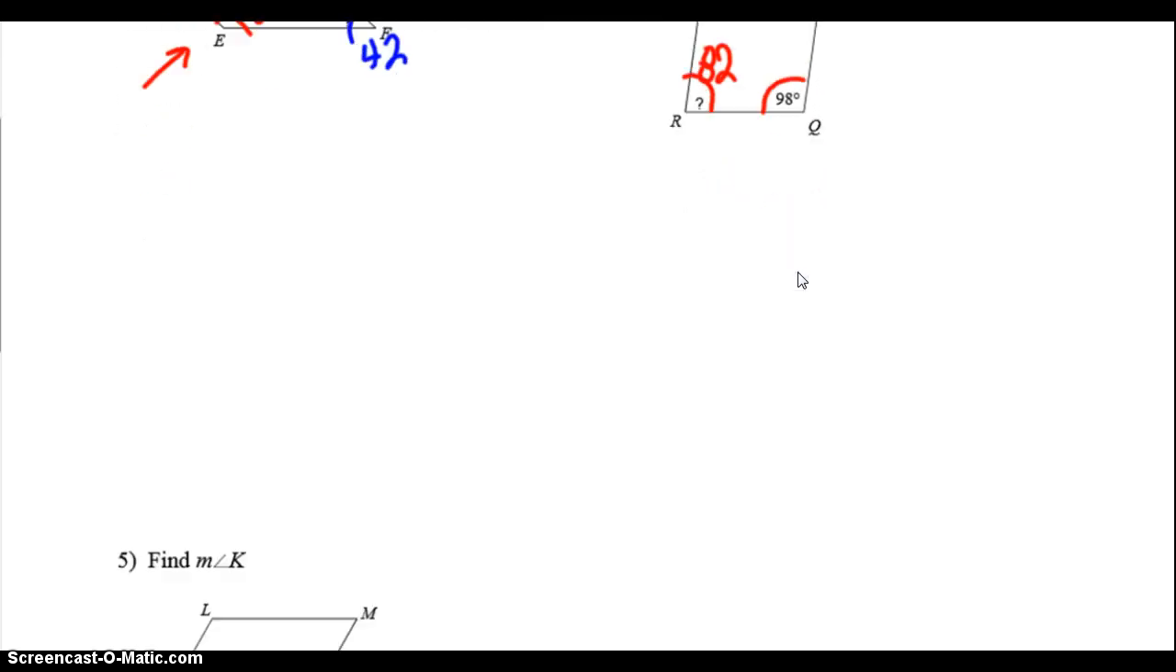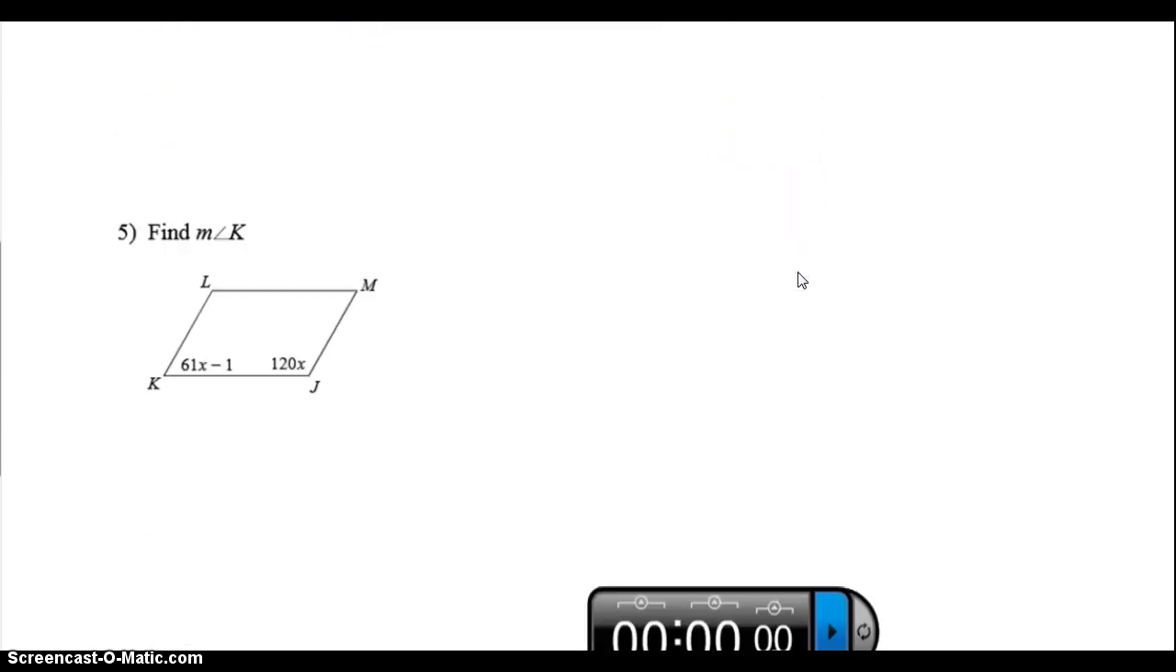What about if we throw in some algebra? What about this kind of problem? We look at these 2 angles and ask, how are those 2 angles related? If you remember from before, they add up to 180. They're supplementary. So we can set up the equation, 61x minus 1 plus 120x equals 180 degrees. And then we can go ahead and solve that to figure out what x is.